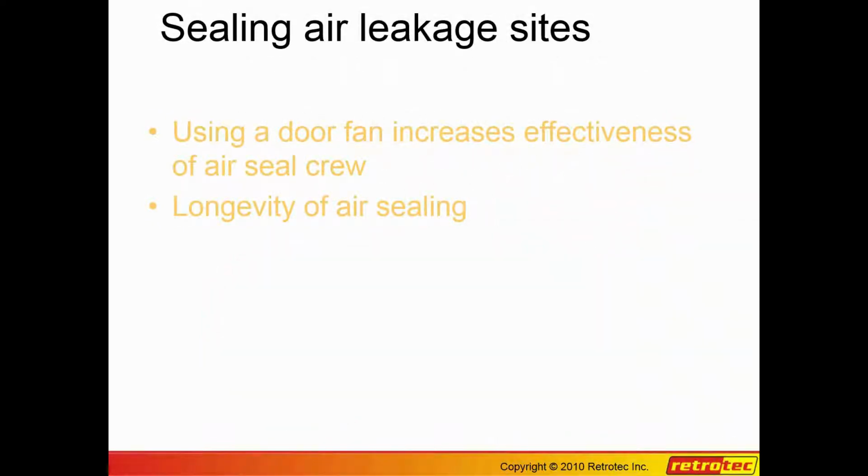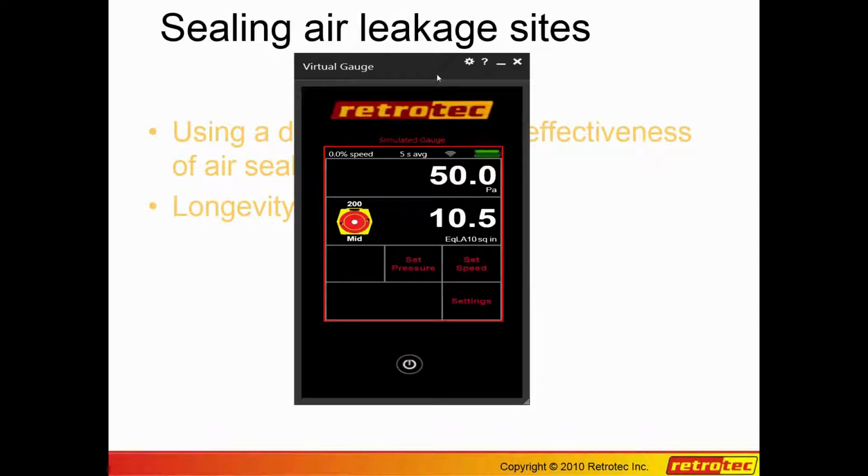So as far as sealing air leakage sites, one of the most important tools that we have in our arsenal for measuring our effectiveness is to be doing continuous blower-door readings as we're going. And you don't have to run any kind of fancy software. All you need to do is to bring up your gauge and take a reading.